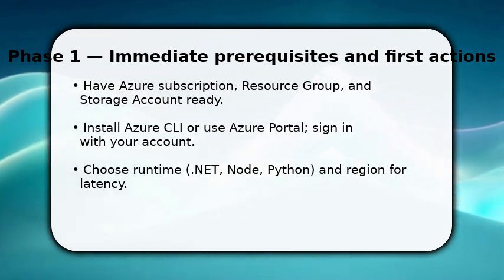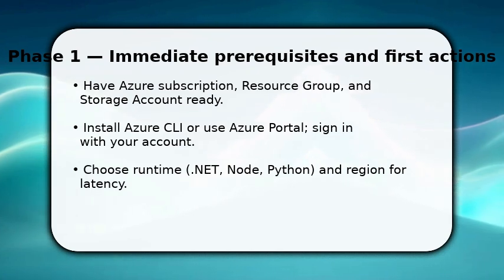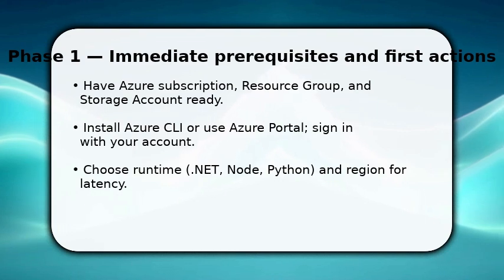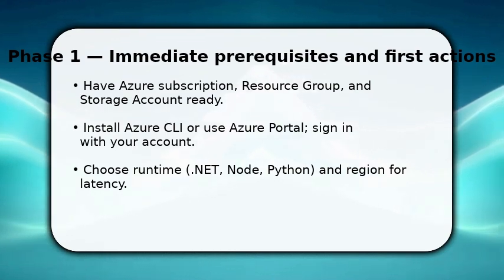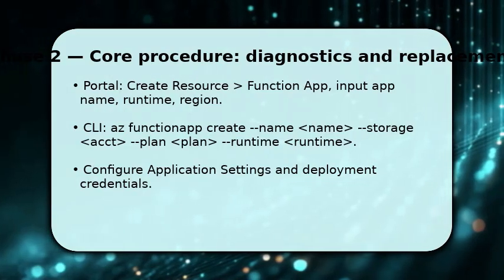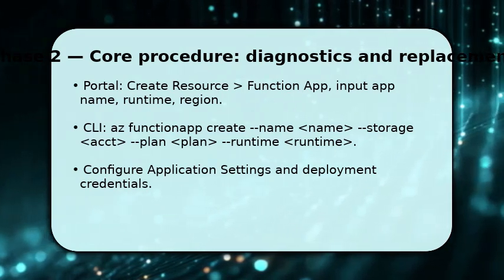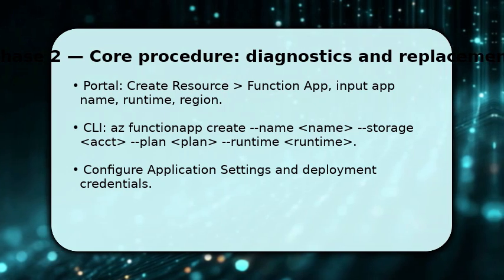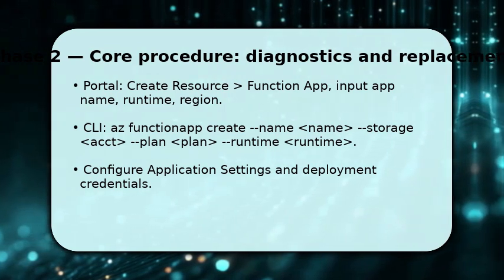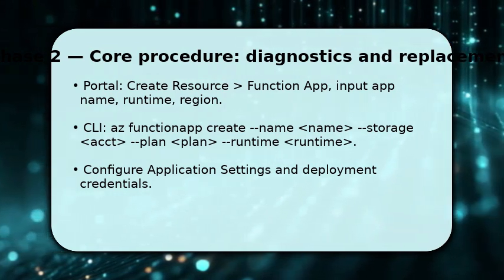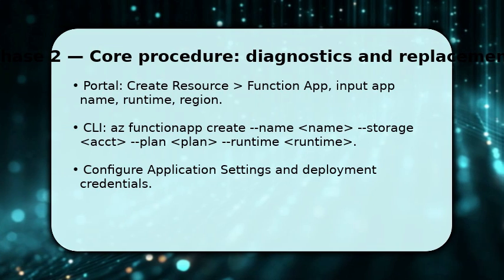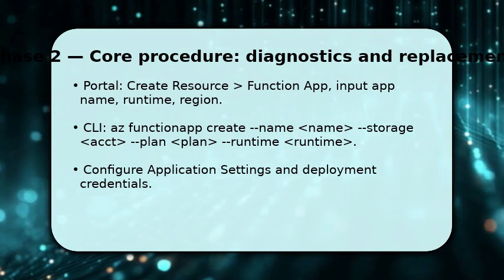Now create or select a resource group so resources stay organized, and prepare a unique name for the function app. You create the function app next. In the portal, choose Create Resource, pick Function App, enter the app name, runtime stack, OS, and region, then link the storage account and hosting plan. If you prefer CLI, run az functionapp create with name, storage, plan, and runtime flags to automate it.